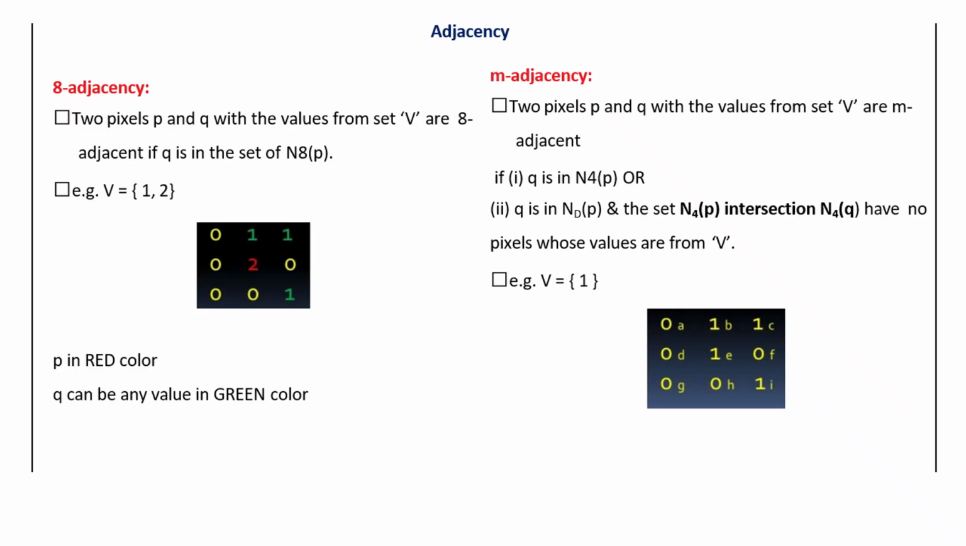In this, suppose if this 1, 2 is lying in this block, which means that for example P, the pixel is in red color, Q can be any value in the green color. For example, for the M adjacency, two pixels P and Q with the values from set V are M adjacent, we must follow these two things. First condition, Q is in N4 of P or Q is in ND of P, and the set N4 of P intersection N4 of Q has no pixels whose value are from V. For example, here V is equal to 1 is given.